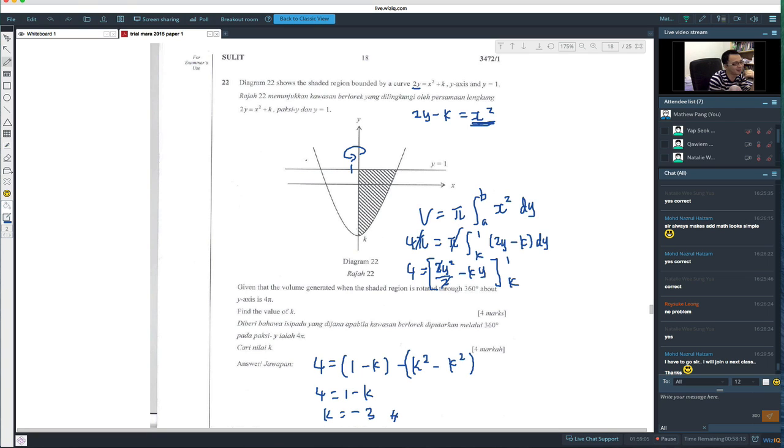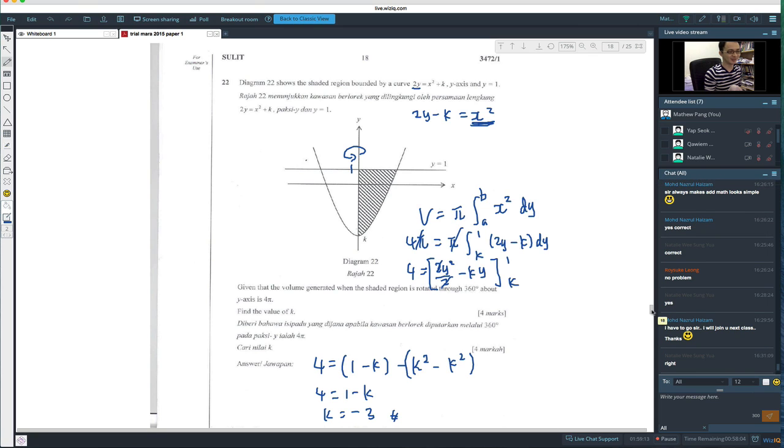Is my answer correct? Why suddenly this one becomes so easy? I thought this one is quite hard. Yeah. Is my answer correct? Okay, good. Then let's move on.